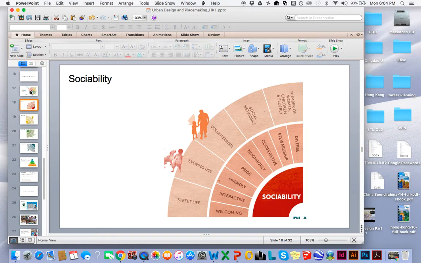These intangibles, or the adjectives that could describe a space that tells you that it's a sociable space, are then described in the middle part of the circle, such as pride, neighborly, cooperative, welcoming, and interactive. So when you're in a public space, you can be thinking to yourself both about how would I describe this space and what data do I see, can I observe or collect about this space that will let me know that it's sociable.